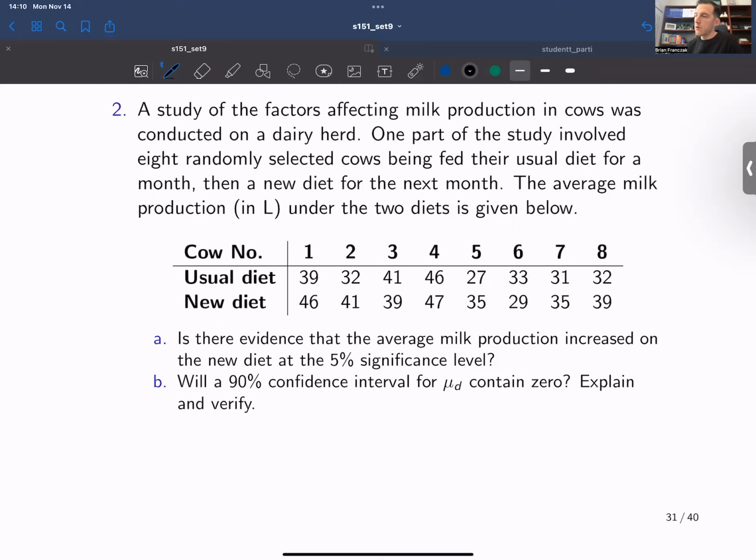So in this illustration, we have a study of factors affecting milk production in cows conducted on a dairy herd. One part of the study involved 8 randomly selected cows being fed their usual diet for a month, then a new diet for the next month. The average milk production in liters under the two diets is given below.